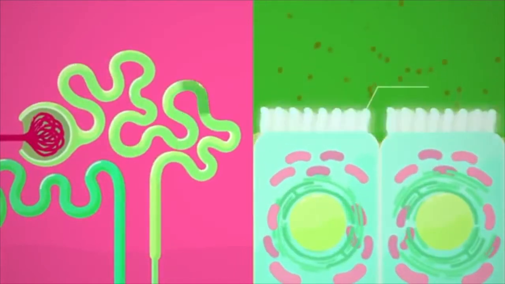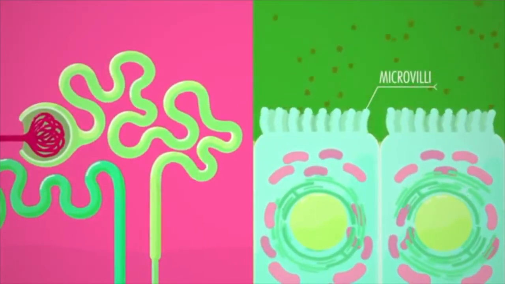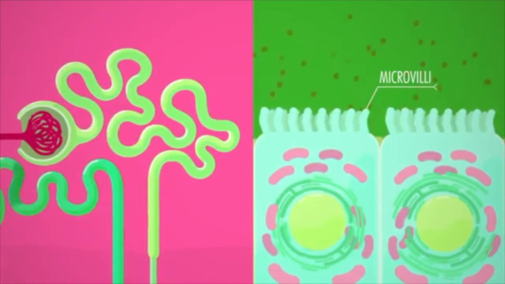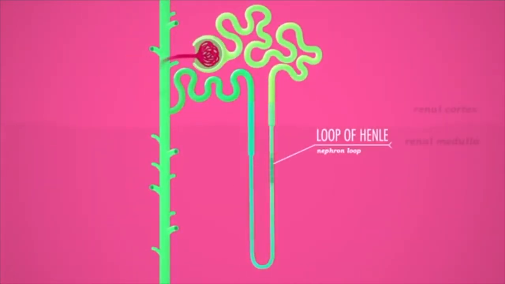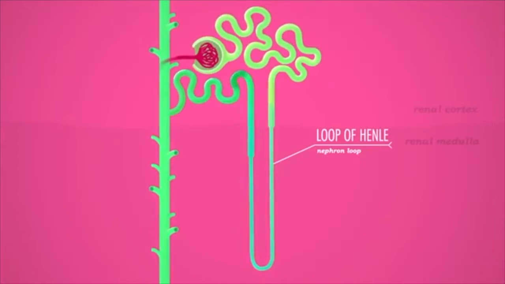These cells also are covered in microvilli that increase their surface area and help reabsorb much of the good stuff from the filtrate back into the blood. The remaining filtrate passes from the PCT into the loop of Henle, which starts in the cortex, then dips into the medulla before coming back into the cortex.